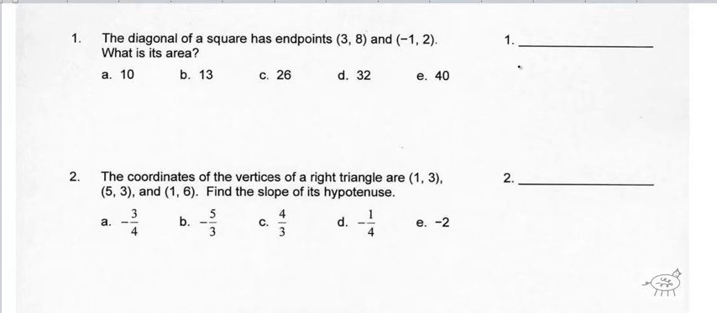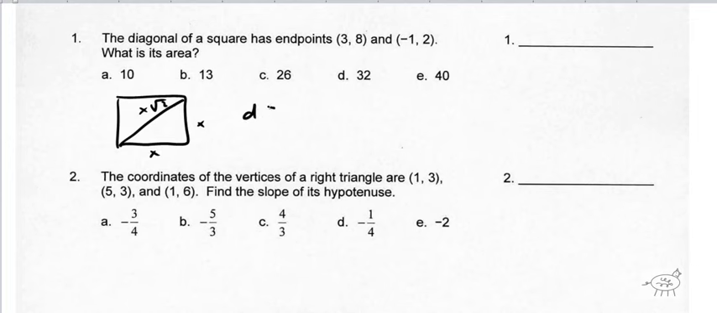The diagonal of a square has endpoints 3, 8, and negative 1, 2. What is its area? So what I need to do here, math fans, is this is the diagonal. So what I'm doing is I need to figure out this distance. Because if I get that distance, if you remember, we can use Pythagorean Theorem, but this is x root 2. A lot of ways to look at the problem, but we need to figure out that distance, that diagonal, and then I can figure out what x is.